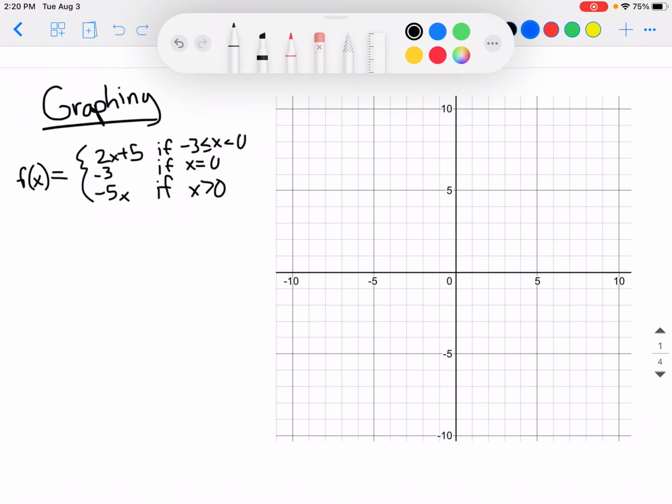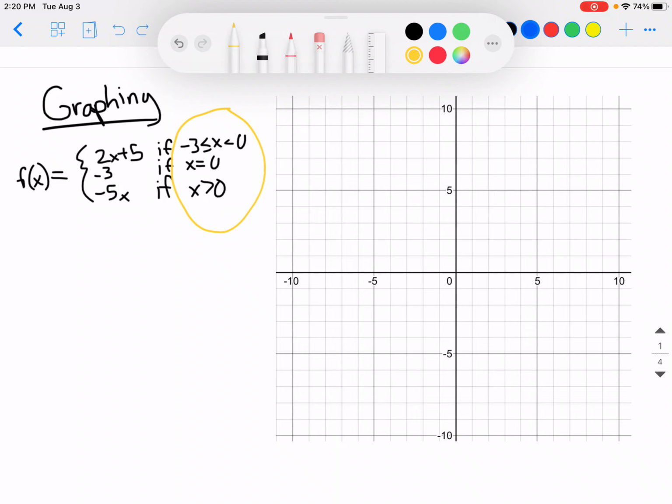Hello and welcome to this video where we're going to graph a piecewise function. We're also going to determine any intercepts it has, and then we're going to find the domain and range. So first of all, let's take a good look right around here and let's find out where we need to divide up the graph.